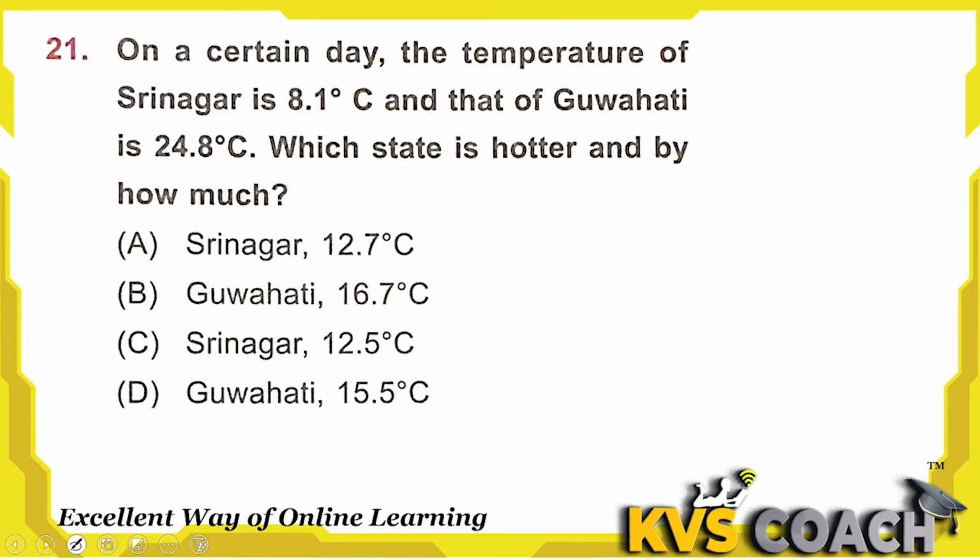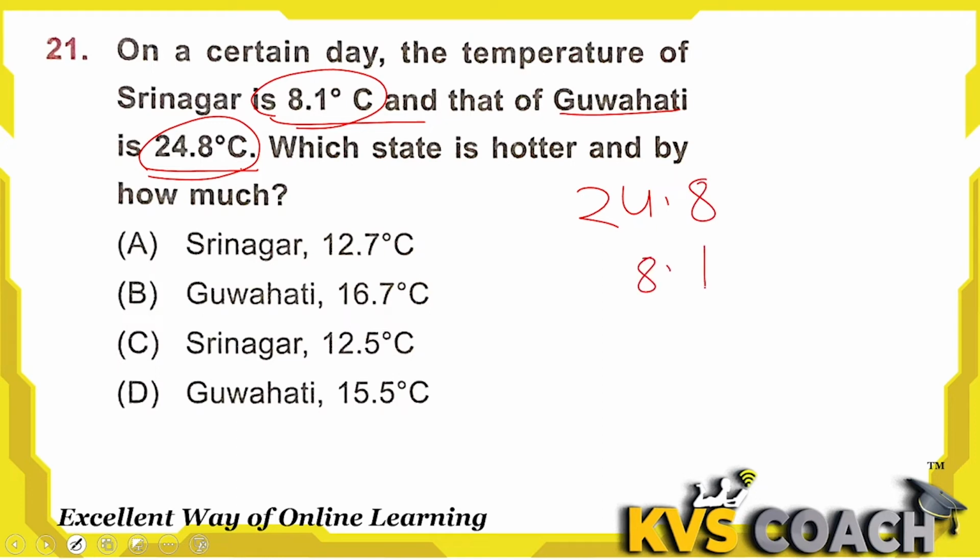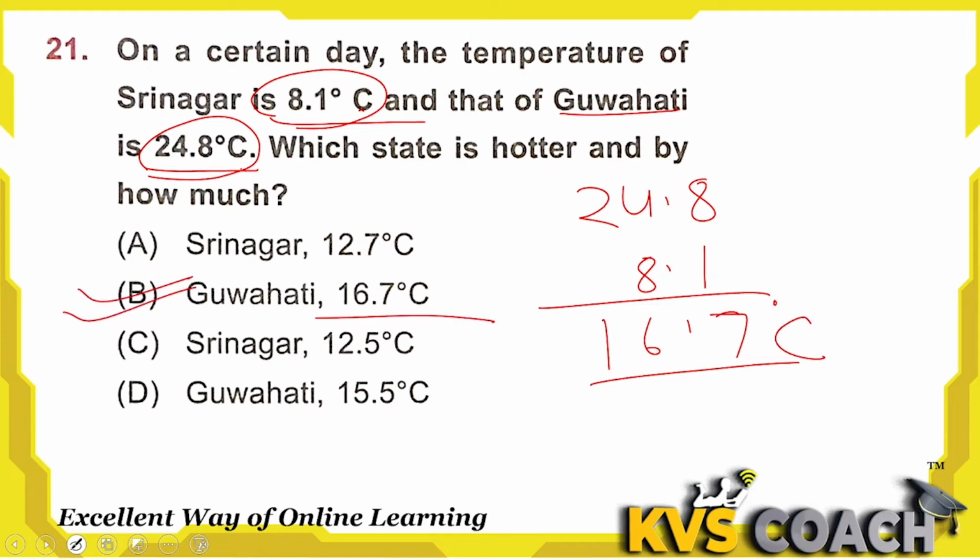Next is: on a certain day the temperature of Srinagar is this and the temperature of Guwahati is this. Which city is hotter and by how much? Look, this is the bigger temperature, this is a smaller temperature, so obviously the place which has higher temperature will be hot. Guwahati will be hot. How much? Let's check. 24.8 minus 8.1, that is 8 minus 1 is 7, 14 minus 8 is 6, and 1, so 16.7 degree Celsius. It is denoted in degree Celsius. So Guwahati is hotter by 16.7 degree Celsius. So B is the right answer here.